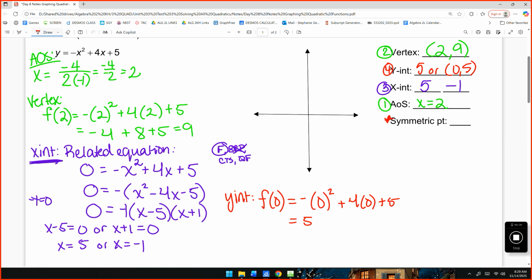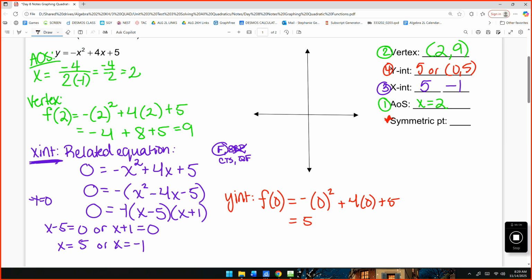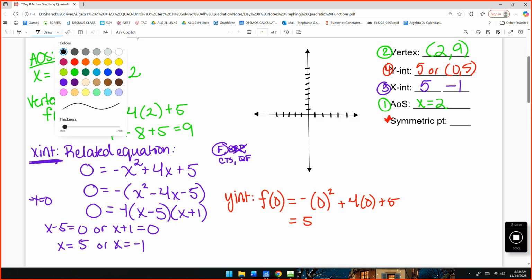Okay, now the symmetric point, I'm going to come back to that one after I start graphing. Now that we've got all the things, we're going to sketch a graph on the grid. Looks like I just need to go out 5 in each direction. So I'm going to go 1, 2, 3, 4, 5, 1, 2, 3, 4, 5, 1, 2, 3, 4, 5, 6, 7, 8, 9. Okay, and I'm just going to try to jot down these things.